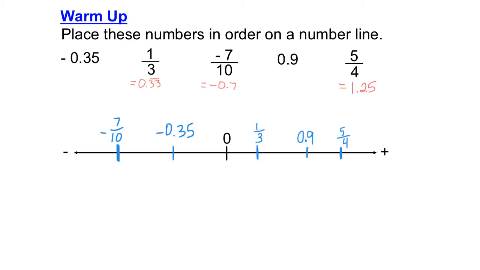Most people find this easiest if they change all the fractions into decimals. So 1 divided by 3 is 0.33 repeated. Negative 7 divided by 10 is negative 0.7. 5 divided by 4 is 1.25. Now that they're all in decimals, a lot of people find it easier to place them on the number line.